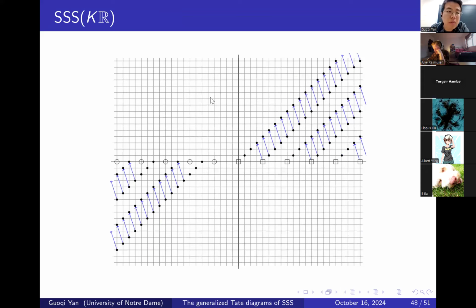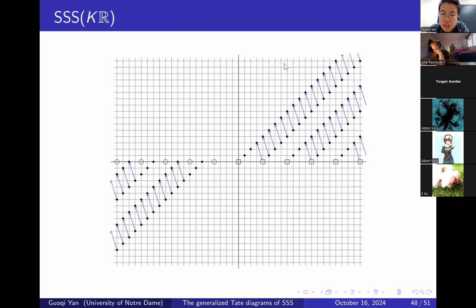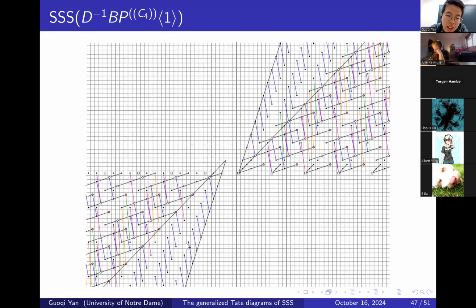So here we can look at a C2 equivariant slice spectral sequence of KR. These are all D3 differentials, and if we rotate this positive cone by 45 degrees, we will see that this pattern over here is exactly the same as the pattern over here. And similarly, if we look at the negative cone, these are all D3 blue differentials. And in this bigger slice spectral sequence, there are D5 differentials.